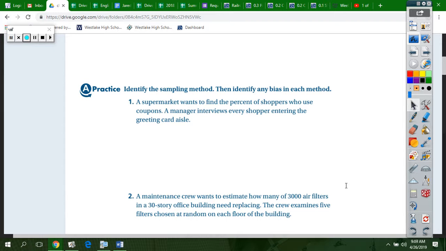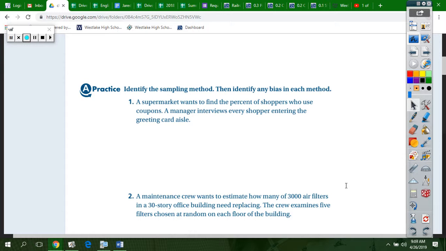A maintenance crew wants to estimate how many of the 3,000 air filters in a 30,000 square foot office building need replacing, so the crew examines 5 filters chosen at random on each floor. Could be a little of both, because it examines 5 filters. Does it tell us how they're specifically picking those filters? So it could be random. Does that make sense? I could see why it's systematic because it says 5, but I'm going to go 5 on each floor. So that's more of a random sampling.